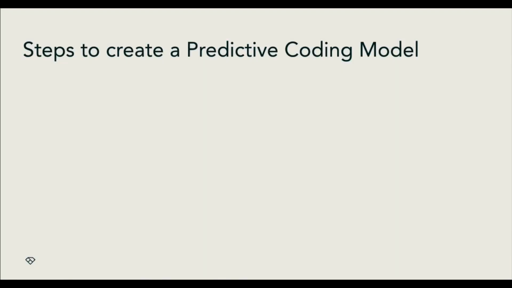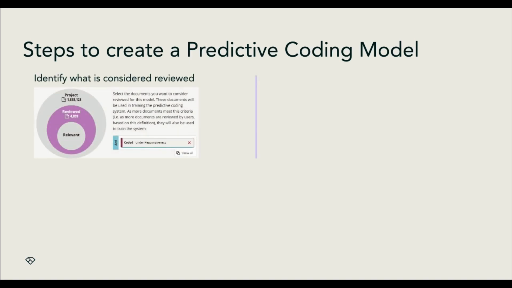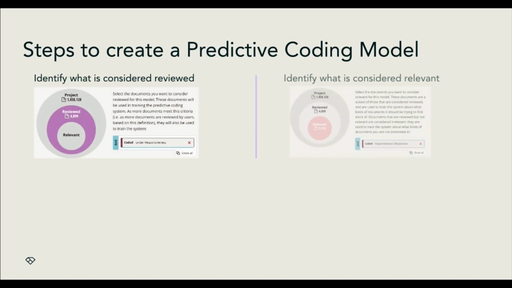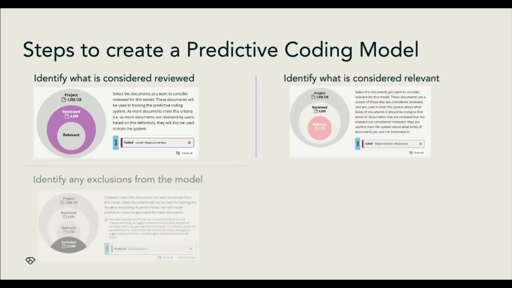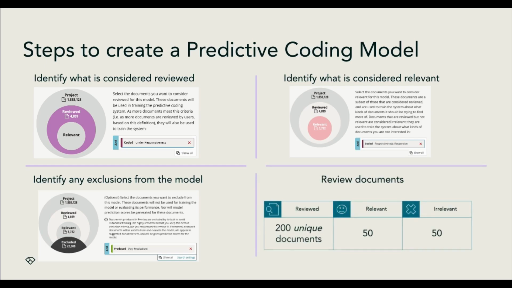Now you know how to create a predictive coding model and what's needed. Simply decide what you want the model to learn from, what you want the model to find, and what should be excluded. Then, review documents to get your model started.